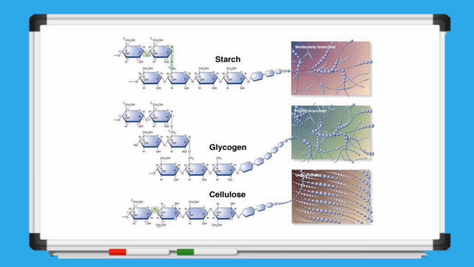On the other hand, cellulose has a straight, unbranched structure. This arrangement helps it form strong fibers, which are ideal for giving structure and support to plant cell walls, rather than for storing energy. So, the way these molecules are arranged directly affects their function, whether it's for storage, quick energy release, or structural support.